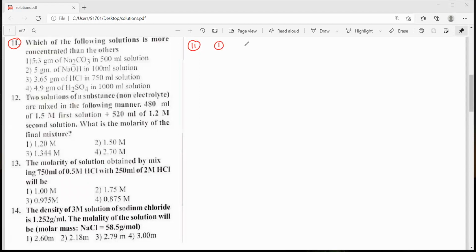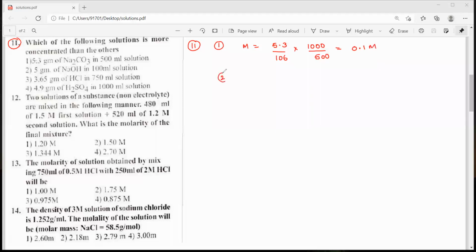The first one is the molarity of the given solution, meaning 5.3 grams of sodium carbonate is present in 500 ml. Its concentration or molarity we need to find out. So whichever option has more concentration, that is our answer. Okay, dear students, molarity equals weight by gram molecular weight of Na2CO3, which is 106, into 1000 by the volume of the solution, which is 500 ml they gave. On simplification we will get 0.1 molar concentration.